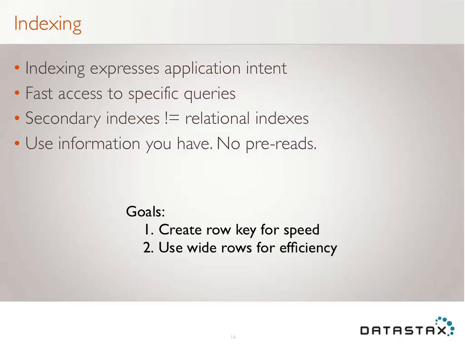So it's that fast access to a very specific query. Some of you who have some experience with Cassandra or have been around for a while know that secondary indexes exist. Secondary indexes in Cassandra are not relational indexes. Again, relational indexes are built for speed. Secondary indexes are not built for speed.